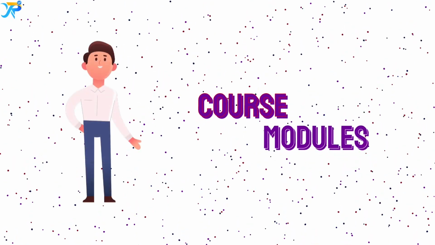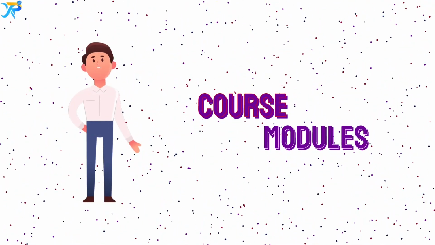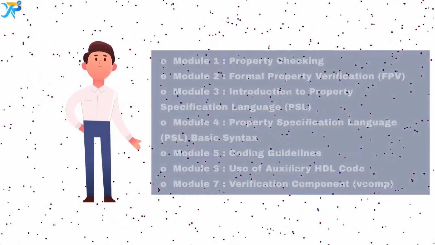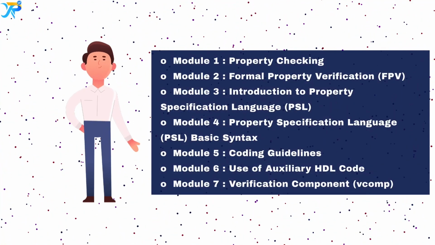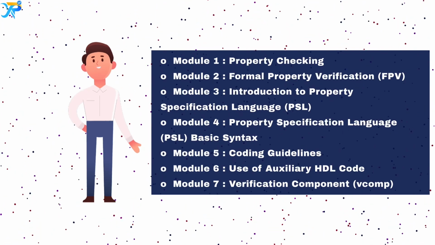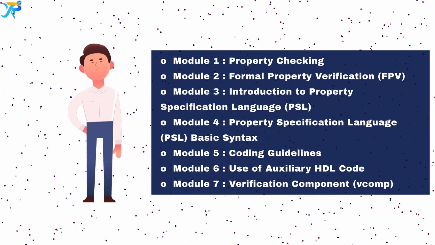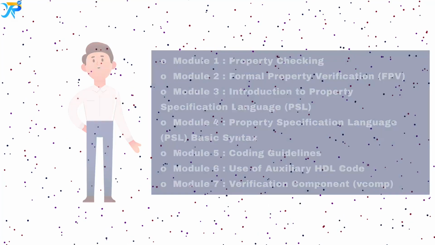The course is structured into modules, starting with an introduction to formal verification using PSL coding. You'll learn about property checking, formal property verification, and the basics of Property Specification Language, PSL. The course also covers coding guidelines, the use of auxiliary HDL code, and verification units.